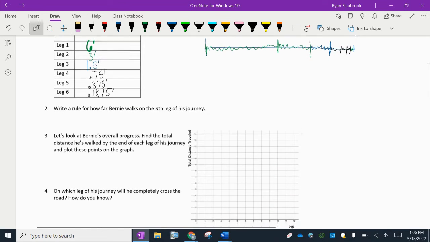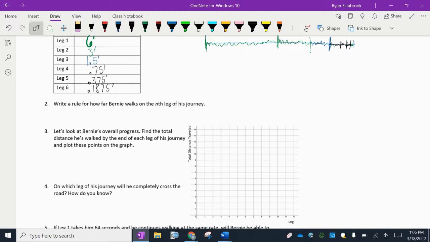Okay, so here's the example. Question number 2. We'll come back to these numbers in a little bit. Write a rule for how far Bernie walks on the nth leg of his journey. So a sub n equals, this is a geometric sequence, right? Because we keep multiplying by the same number every time. We keep multiplying by 1/2. It's supposed to be a sub 1 times the common ratio to the n minus 1 power.